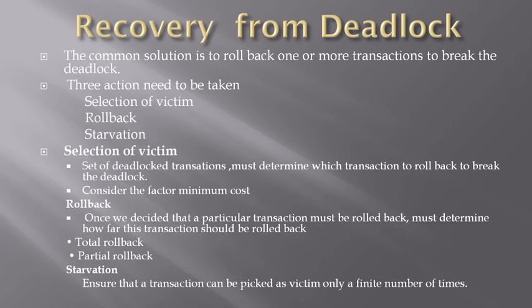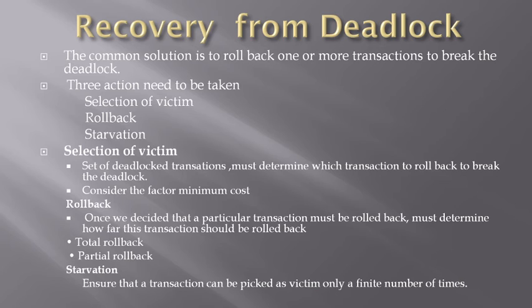Once we have a deadlock, how do we make the recovery for the transactions in the database? The common solution is rollback. Only one common solution: rollback. We are going back to a previous consistent state, that is, the state before the transaction, to break the deadlock. So there are three actions to be made: one is selection of victim, second one is rollback, and another one is starvation.